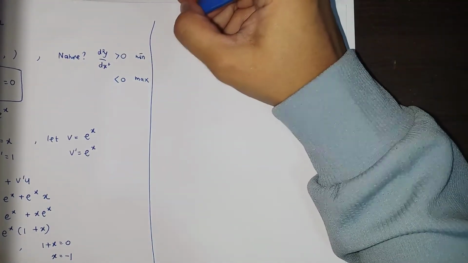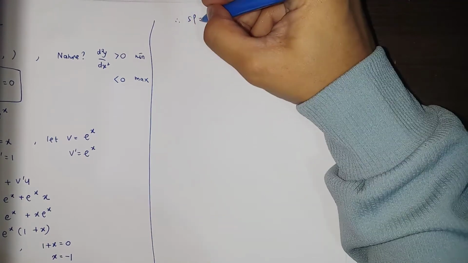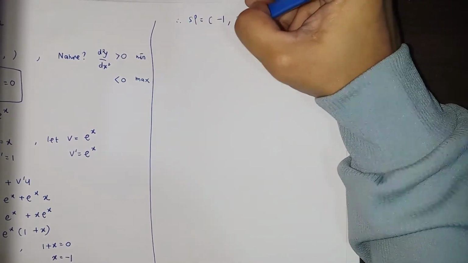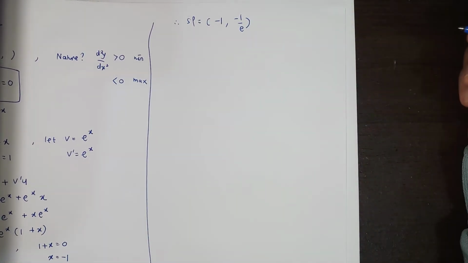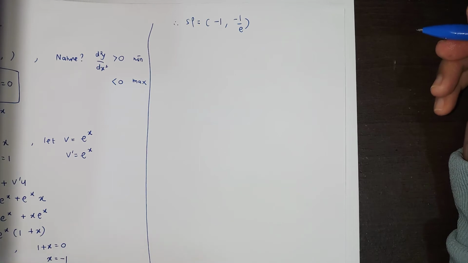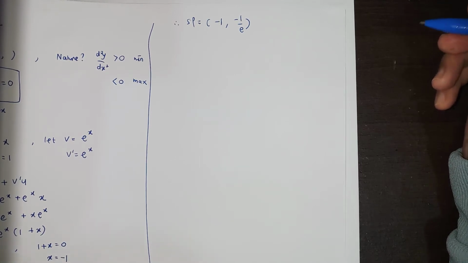Okay, so therefore your stationary point is equal to (-1, -1/e). Okay, so that settles the first part of part A. The second part is you need to determine the nature of your stationary point. So how do we determine nature? It is by finding the second derivative.